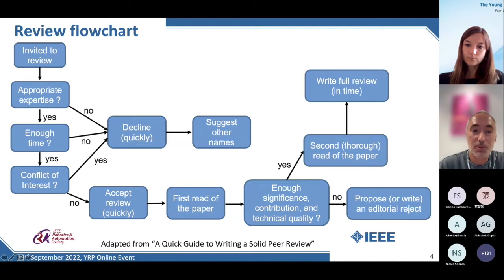This is also an important point, because reviewing takes time, especially for young people who don't have a lot of experience. If you accept to review, you have to think that you will need time to do it, and that can mean 1 or 2 days of work.